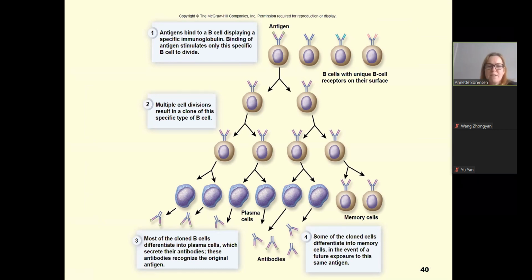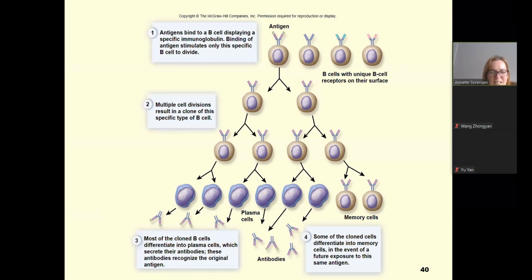Okay, so very much is what is shown here as well, actually. So we have an antigen which binds to the B cell, which is displaying a specific immunoglobulin. And the binding of that antigen stimulates cell division of only that particular B cell. So the B cell which has the receptor that can bind that antigen. So we get clonal expansion. After clonal expansion, we get plasma cells, and these plasma cells start to make antibodies.